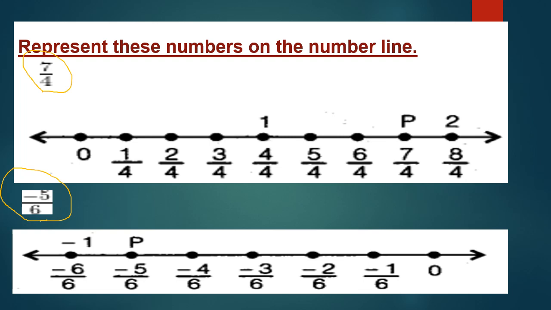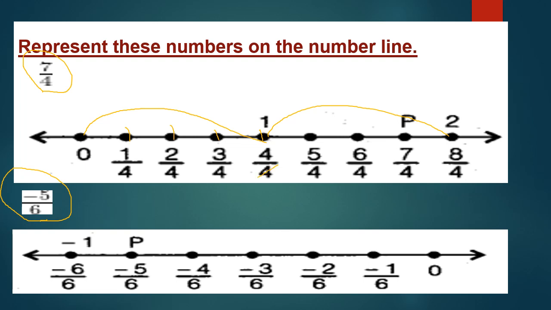To represent 7 by 4 on the number line, first draw a number line, then between two consecutive numbers, that means between two adjacent numbers, divide the number line into 4 equal divisions. Children, observe here, between 0 and 1 and between 1 and 2, we made 4 equal divisions. The first division is 1 by 4, the second division is 2 by 4, the third division is 3 by 4 and the fourth division is 4 by 4.